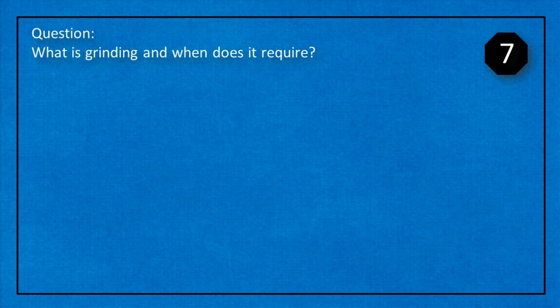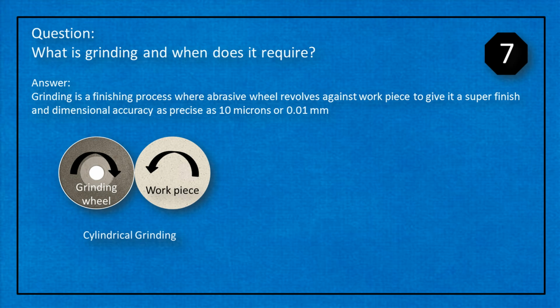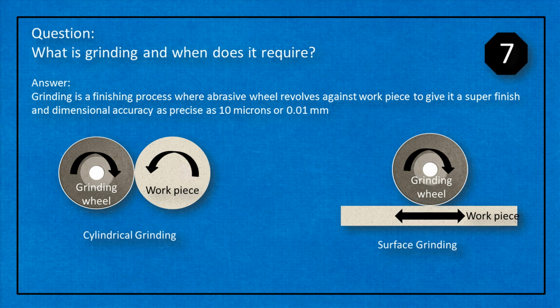Question: what is grinding and when is it required? Answer: grinding is a finishing process where a abrasive wheel revolves against the workpiece to give it a super finish and dimensional accuracy as precise as 10 microns, or 0.01 millimeters. Cylindrical grinding. Surface grinding. Thread grinding is also possible.